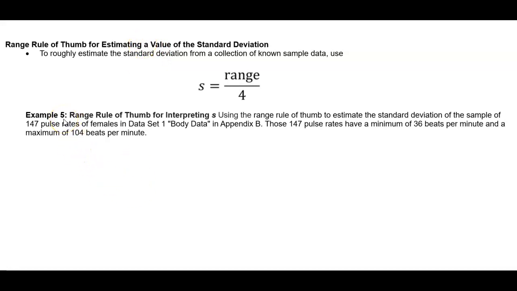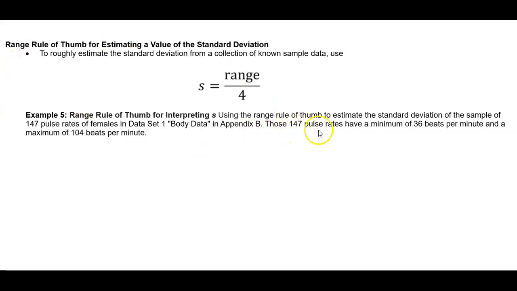So for example number 5, it says, range rule of thumb for interpreting the standard deviation. Now again, the important word is estimate. So if it says estimate, then you're going to use this formula. So using the range rule of thumb to estimate the standard deviation of the sample of 147 pulse rates of females in data set 1, body data in Appendix B.